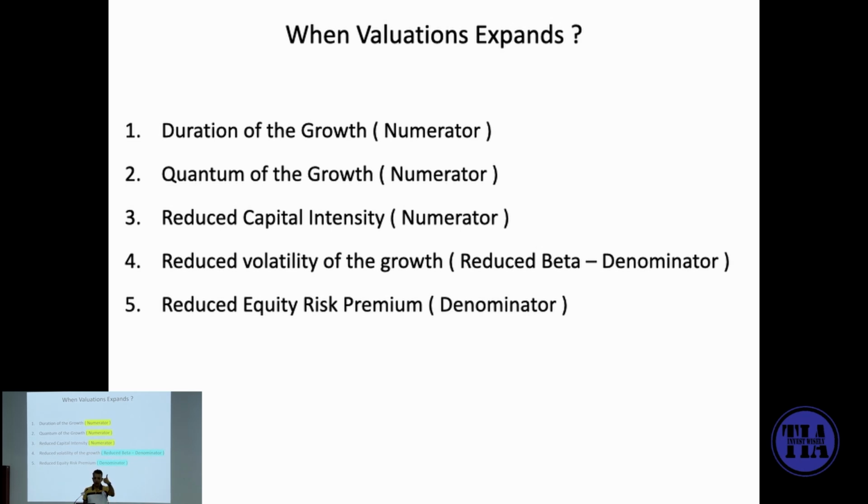15%. The quantum. Third, reduced capital intensity. Amazon moved from a very capital-heavy business to capital light by getting into what? Exactly. See, AWS is not only one more business. It's a business which needs less denominator. Correct? Multiples expanded. Fourth, reduced volatility of the growth.